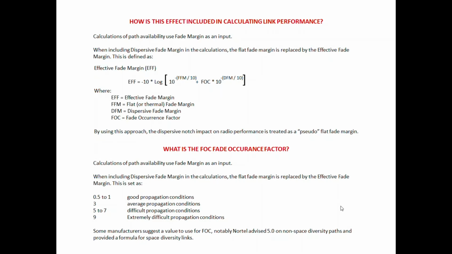I also note at the bottom that some manufacturers suggest a value to use for this FOC factor. Notably, Nortel years ago advised 5.0 for non-space diversity paths, and they provided a formula to use to figure that out for space diversity links.